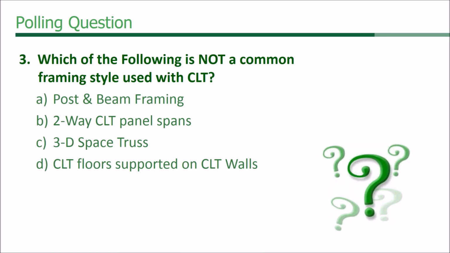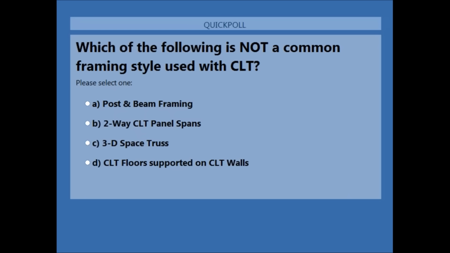So my first poll question. I'm going to read the question and then Marcy can take over to let you take the poll. Which of the following is not a common framing style used with CLT? A, post and beam framing. B, two-way CLT panel spans. C, 3D space truss. Or D, CLT floors supported on CLT walls. Which is the one not commonly used? All right, let's go.